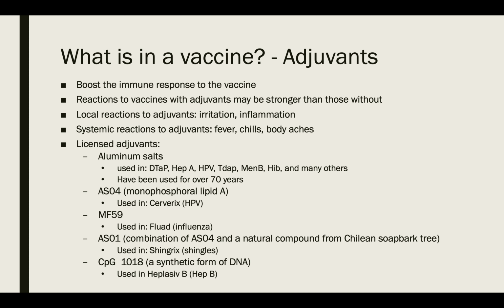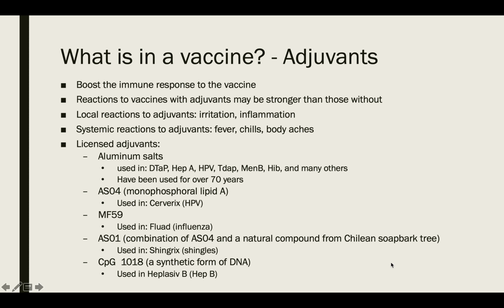So aluminum salts aren't used in all vaccines, but they are used in the DTaP and Tdap vaccines, hepatitis A, HPV, meningococcus B, Hib vaccines, and it scares people because it's aluminum, and they think they're injecting this metal into their body and it's going to make them sick. But these have been used for over 70 years, and they're actually very, very safe. It just causes an immune response, which is what you want because you want your body to be able to fight off the disease.